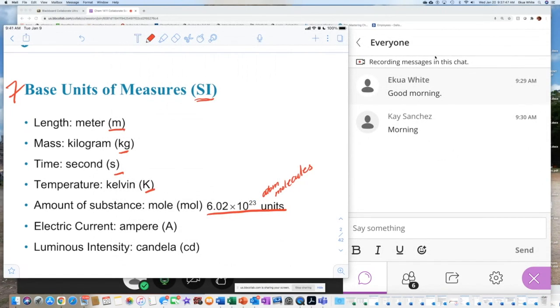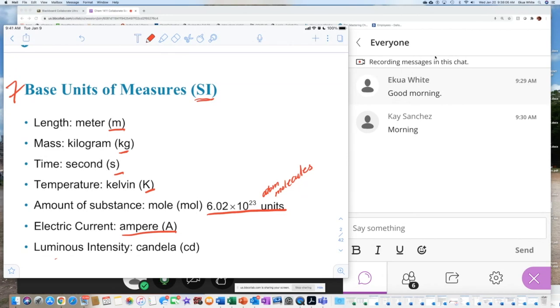Okay, there. And then at this level, general chemistry 1, we don't deal with electrical current, but general chemistry 2, we do. And when we do deal with current, we'll deal with current in terms of amperes. And then we don't really deal with luminous intensity, but we study it. So these are the 7 base units.